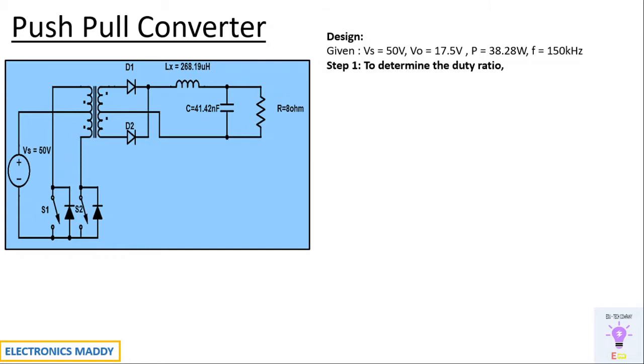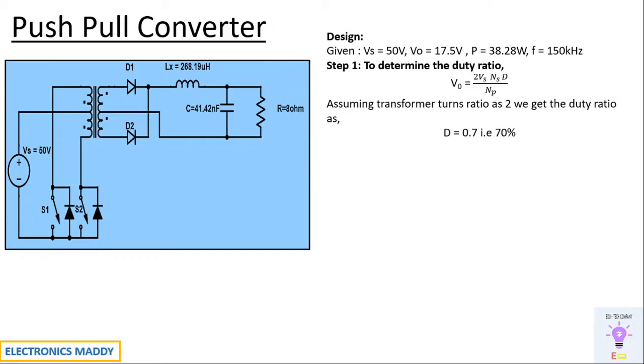Our first step is to determine the duty ratio. It's given by this formula. Substituting and assuming a turns ratio of N1 by N2 as 2 is to 1, you will be getting D equal to 70%. We're just calculating D. However, since we're using two switches in simulation, we'll be assuming 50% duty cycle just to ensure that when S1 is on, S2 will be off, and when S2 is on, S1 is off.